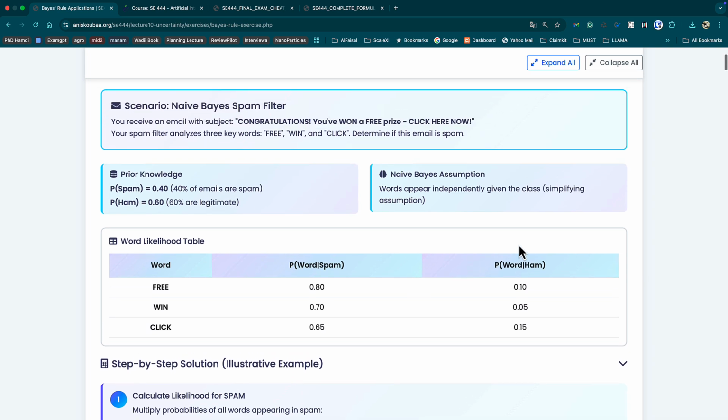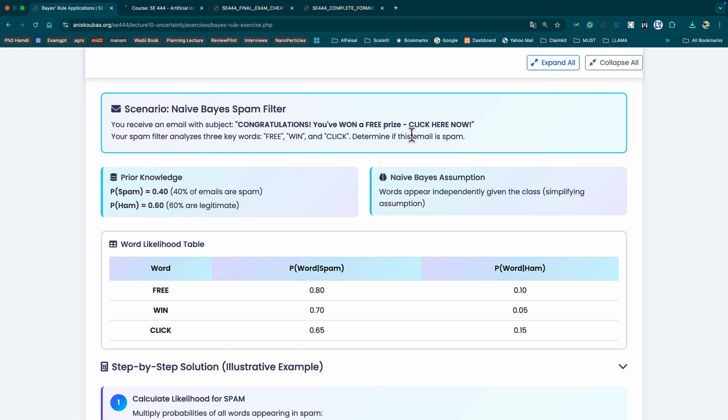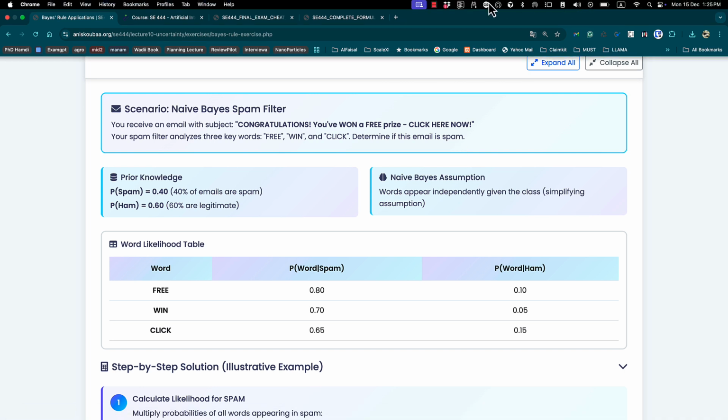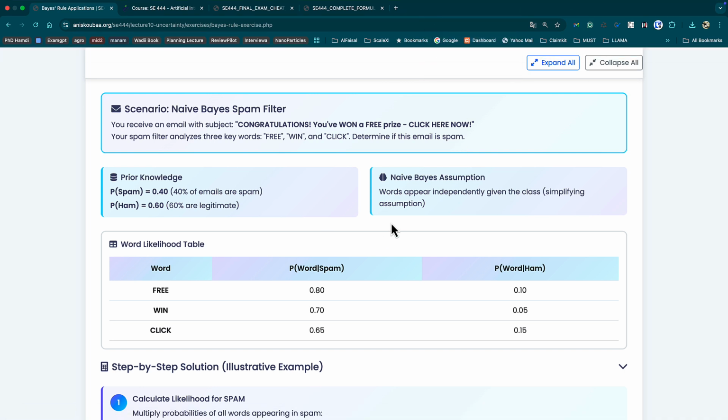And now the question is to determine if the email is spam. So the first thing that you need to know and put in your mind: what do you need to calculate? Imagine I just give you this question. What do you need to calculate? What is the probability? The email being spam. So it's the probability of spam, based on the three keywords. Yes, the probability of spam given that we have observed these three words.